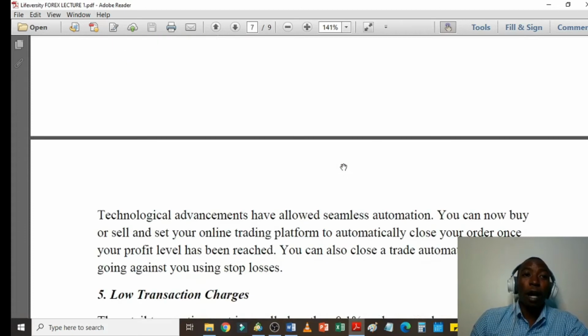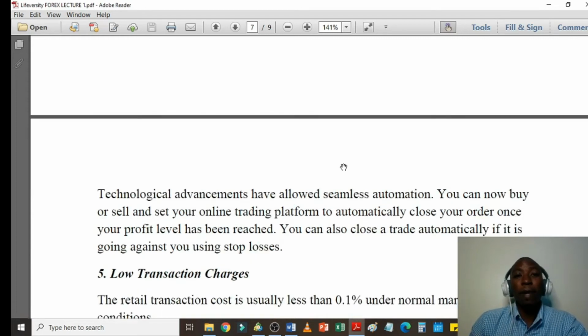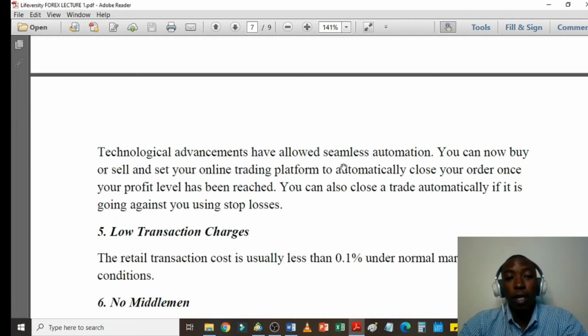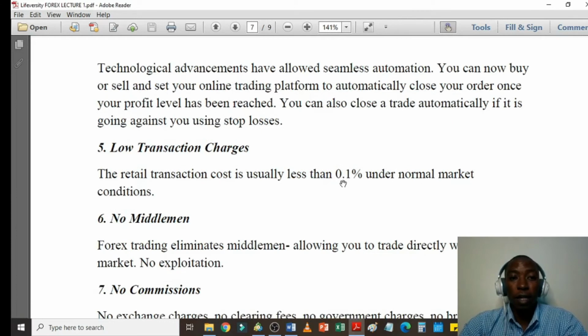Benefit number 4, automation. Technological advancements have allowed seamless automation. You can now buy or sell and set your online trading platform to automatically close your order once your profit level has been reached. You can also close a trade automatically if it is going against you using what we call stop losses. I will disclose to you what stop losses are and how to automate your trading system in the upcoming lectures, but that's just one of the benefits or advantages of foreign currency trading that you should know right now.